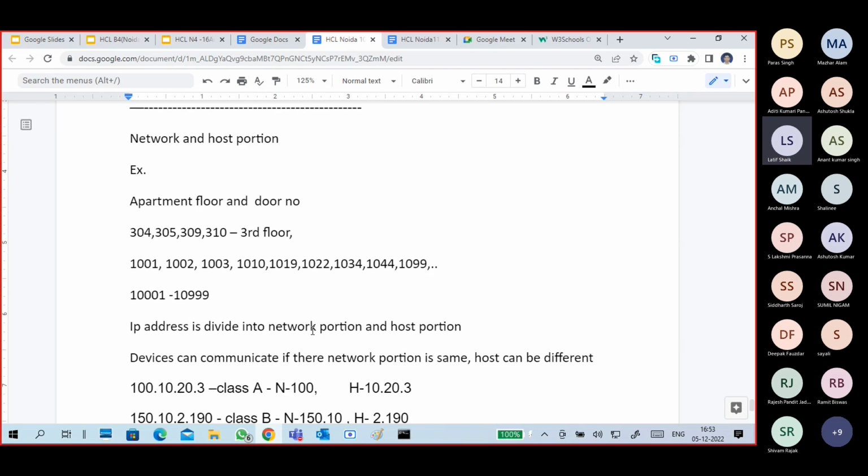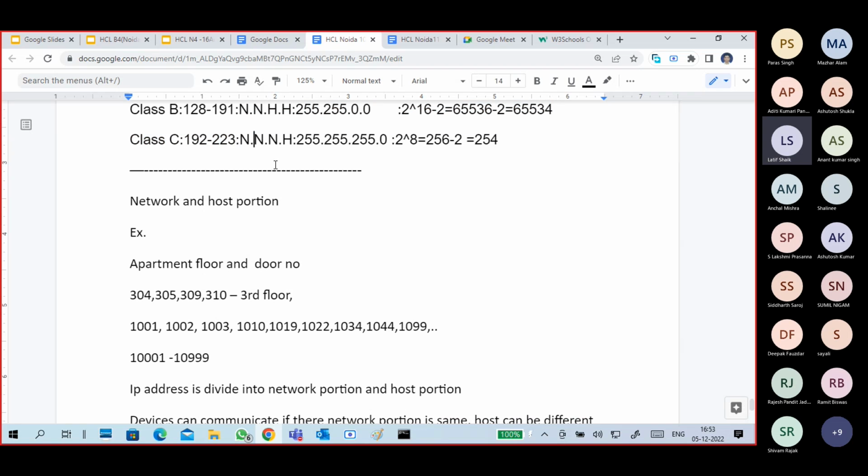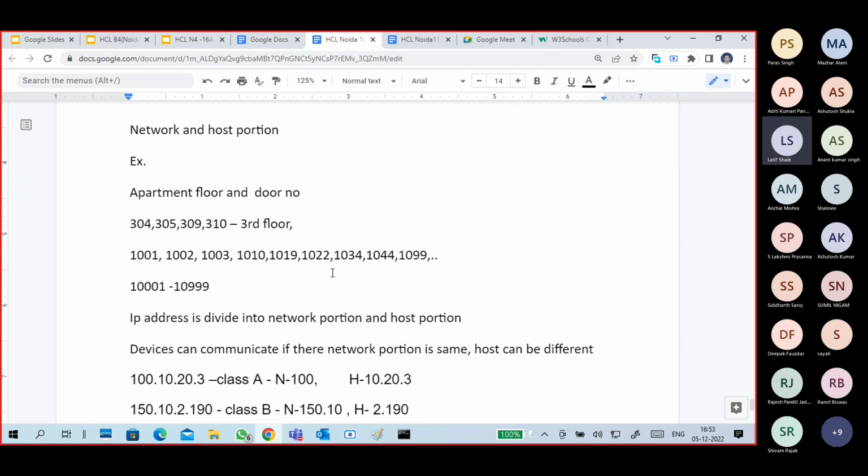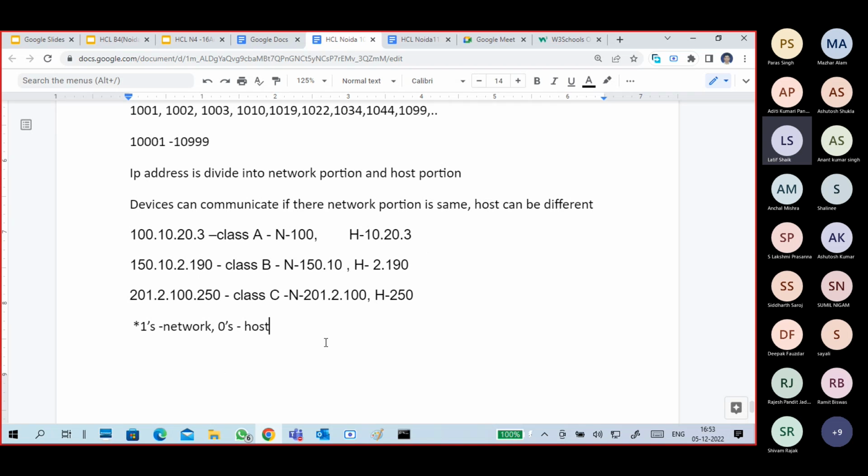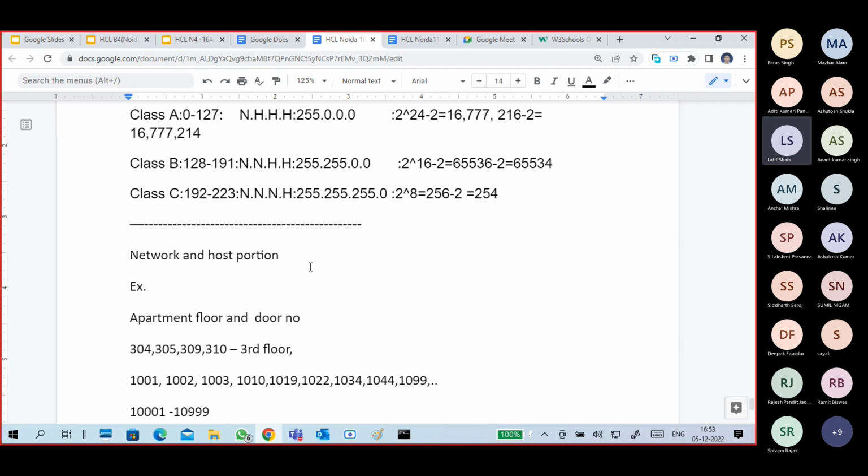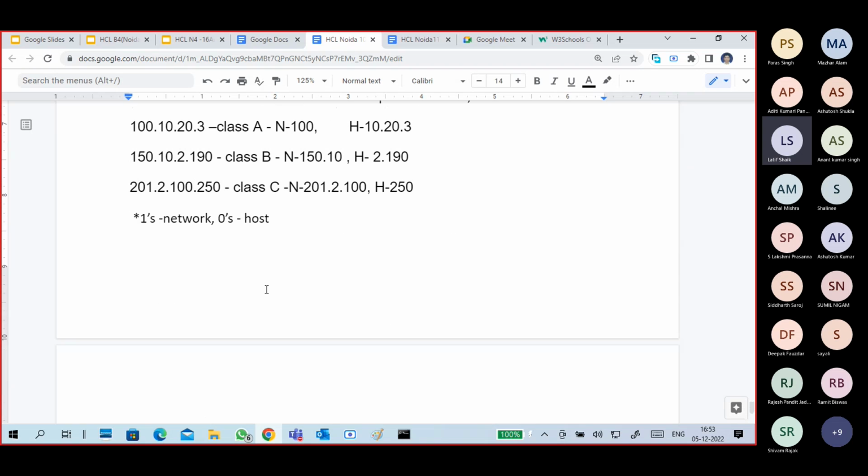If it is network, there are ones in binary. If it is host, there are zeros in binary. One complete octet is host. One octet means 8 bits, so the number of zeros is 8. 2 to the power of 8 is 256, and there is a minus 2. Why minus 2, I will tell, and the total is 254.